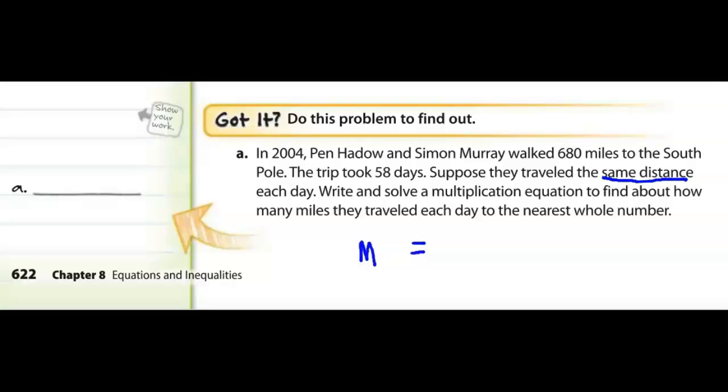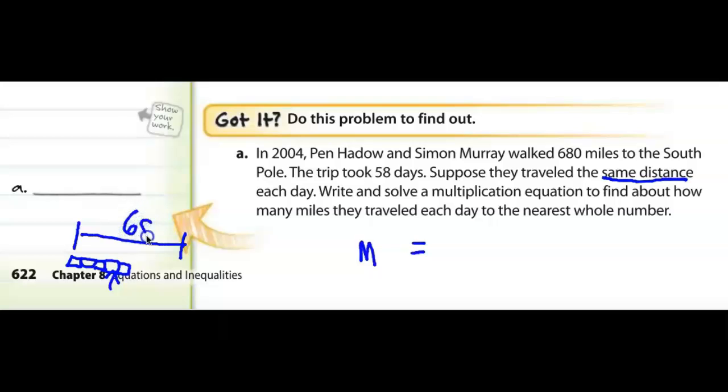Now, one thing that we do know, even though we already know it's multiplication, it wouldn't hurt to draw a picture. We know that there are going to be 58 of these days. Now, I'm not going to draw all 58, but what we're looking for is what's going to be in one of these boxes. So what is the total? What goes up here? That's going to be what number? Go ahead and answer that for me.